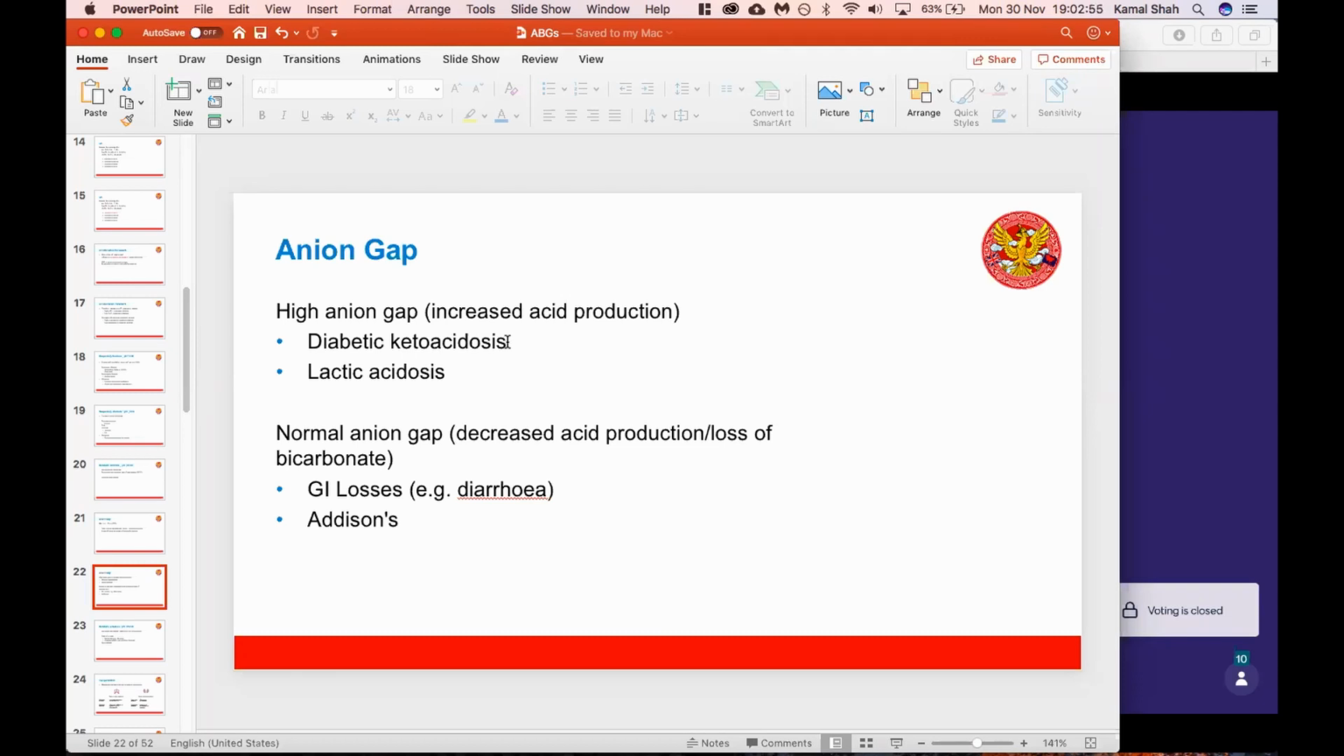Just to make things more interactive, does anyone know how DKA works and why you get these ketones in the blood? Does anyone want to put it on the chat?